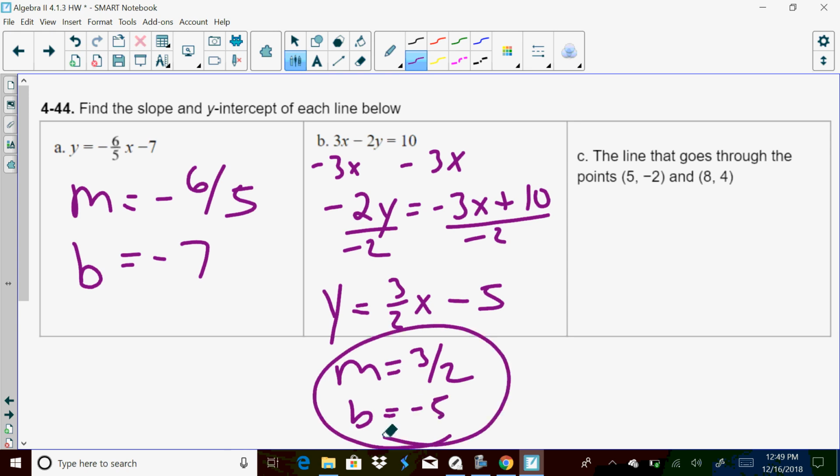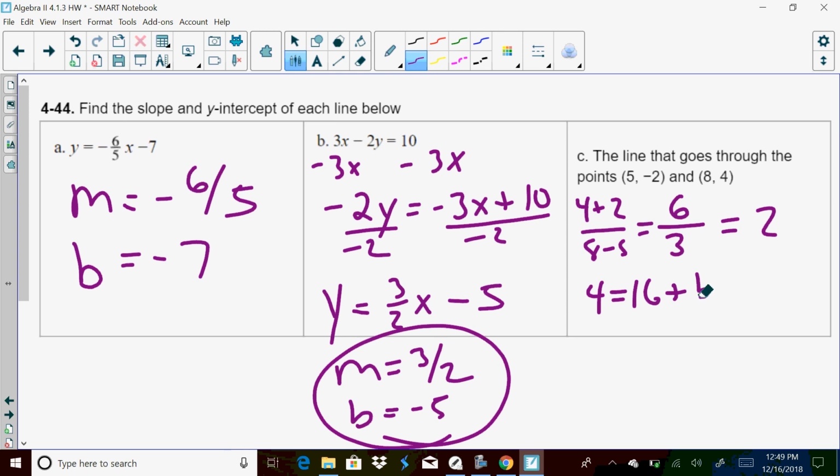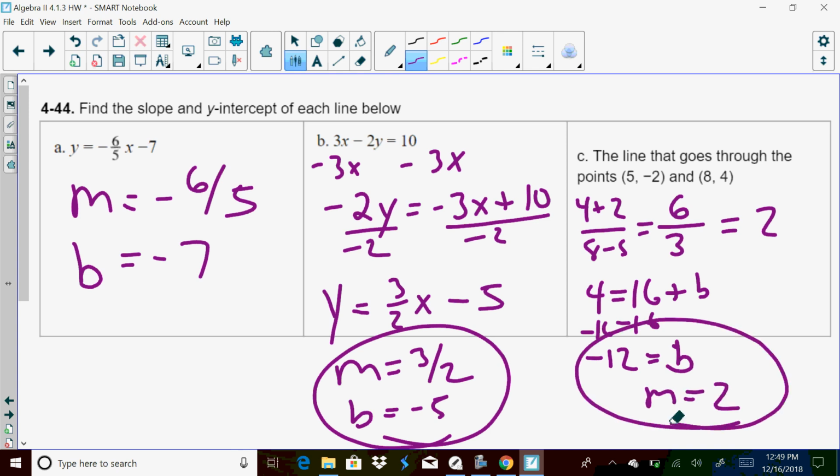This line goes through that point, so we have to find the slope. So we do 4 plus 2 over 8 minus 5, which is 6 over 3, or 2. So my slope is 2. Plug it back in, so I get 4 equals 16 plus b. Negative 12 equals b, and m equals 2.